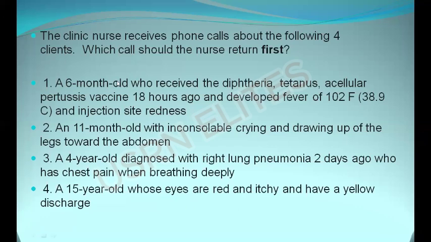You have a clinic nurse who receives phone calls about the following four clients. Which call should the nurse return first? If you can help us with it, raise up your hand so that you'll be called. Some of us are choosing 4. Any reason for that? The symptom says red and itchy and has a yellow discharge. With red and itchy, it can be an allergy or something, so you need to attend to the person first.